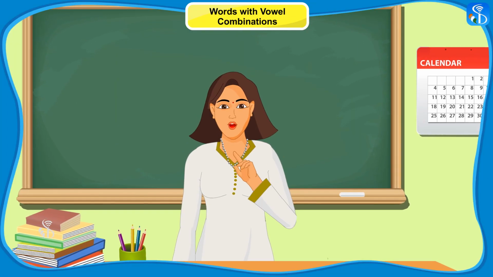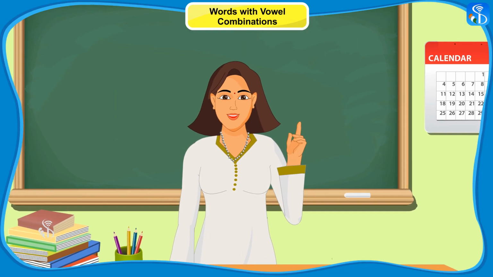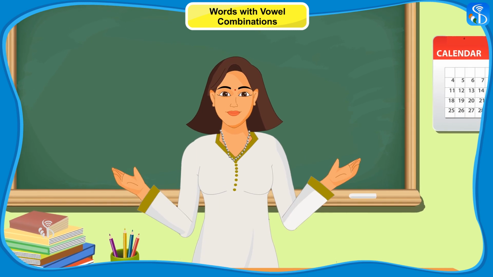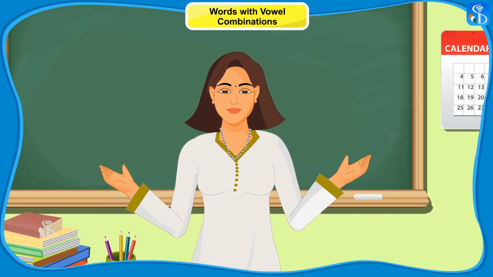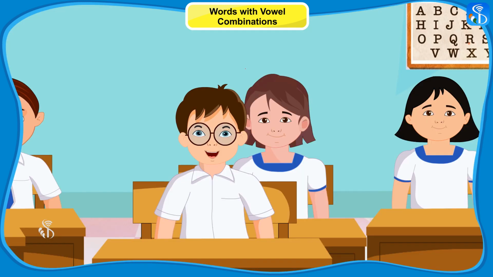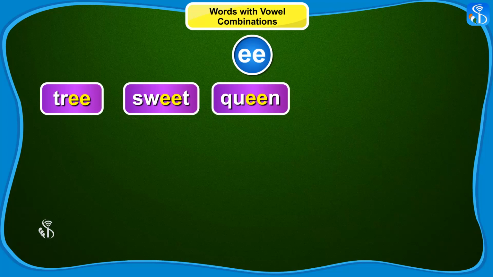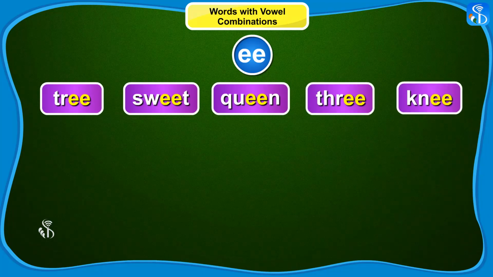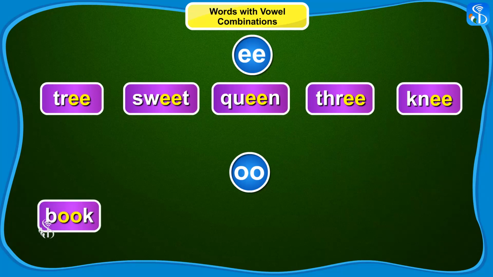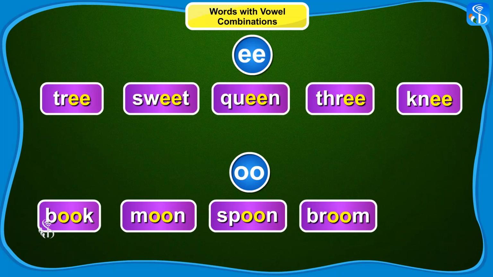Very good. Now tell me some words that contain EE and OO vowel combinations. Vaibhav, will you answer? Teacher, words containing EE are tree, sweet, queen, three, and knee. And the words that contain OO are book, moon, spoon, broom, wood.